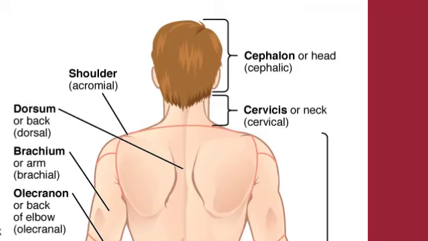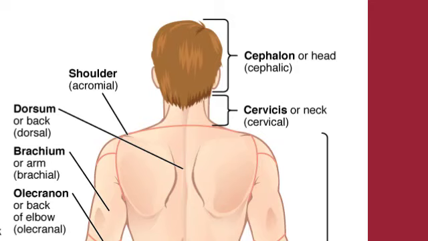Starting from the head, we have cephalon or head, or cephalic. We also have cervices or neck, or the cervical. Moving on to the posterior view of the upper limb, we have shoulder or acromial. We also have dorsum or back, or dorsal. We have brachium or arm, or brachial.